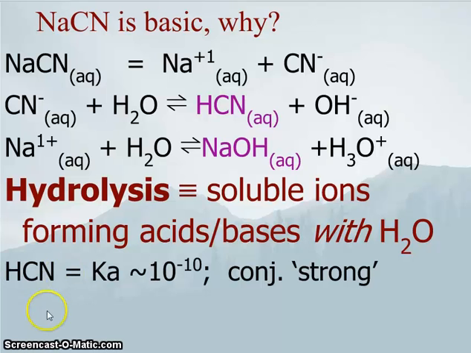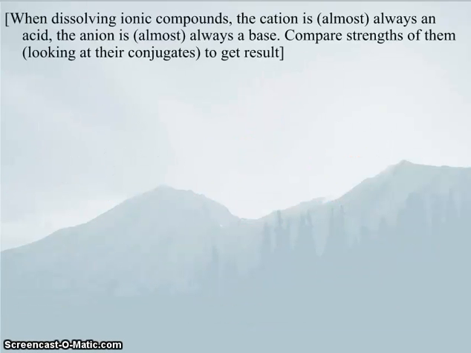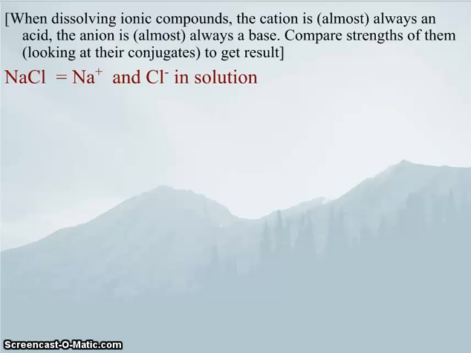We know that hydrogen cyanide has a Ka of 10 to the minus 10, which means that cyanide ion has a Kb on the order of 10 to the minus 4. We also know that sodium hydroxide is a very strong base, so its Kb would be essentially infinite, so its Ka would be essentially 0. So when dissolving ionic compounds, the cation is almost always an acid, and the anion is almost always a base. And we're looking at the relative strengths.